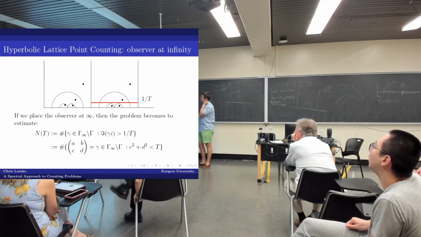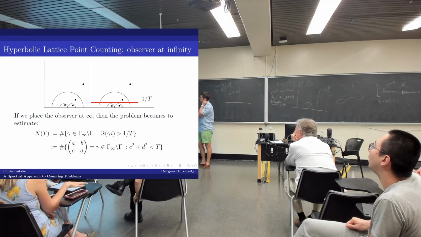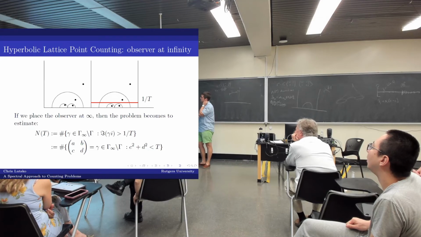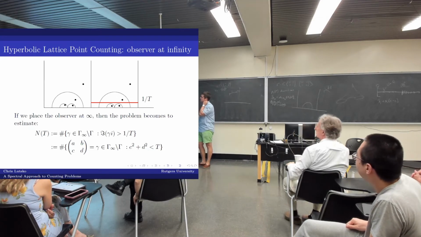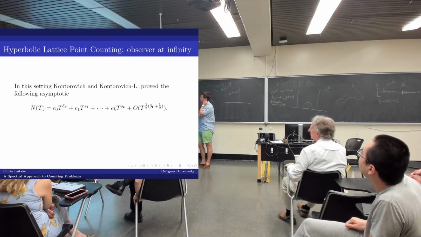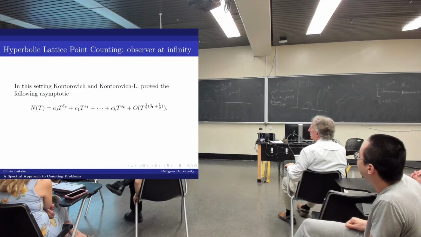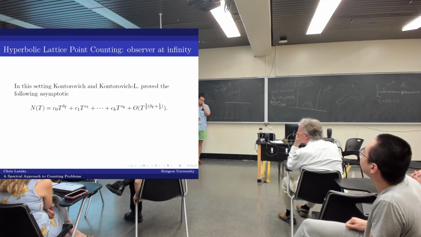So a theorem of Kontorovich generalized on myself in Kontorovich is you get the same kind of asymptotic. You get main terms coming from discrete eigenvalues and you get an error. This error term, while it looks different from the previous ones, is optimal in the same kind of way.